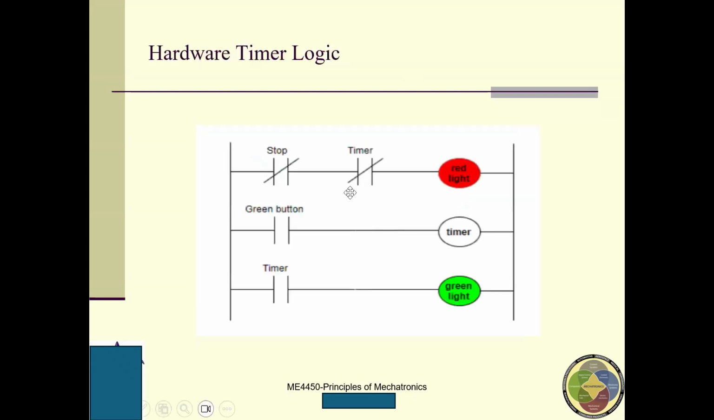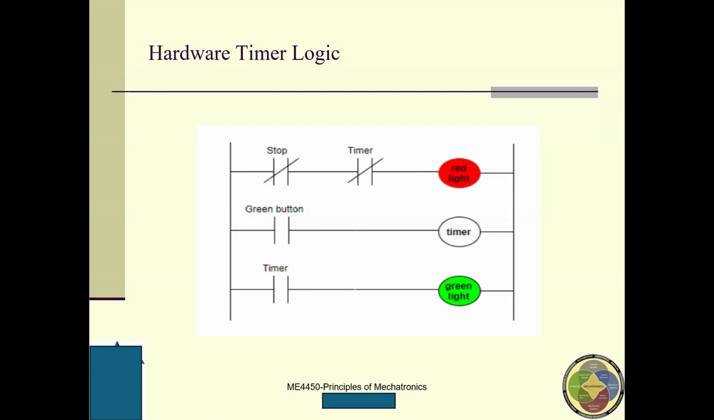And the second one is a hardware timer logic. This is hardware, which means we are going to wire them using wires. So we have the stop button, and this timer is a hardware timer. This is not the PLC timer. I'm going to show you the hardware timer.